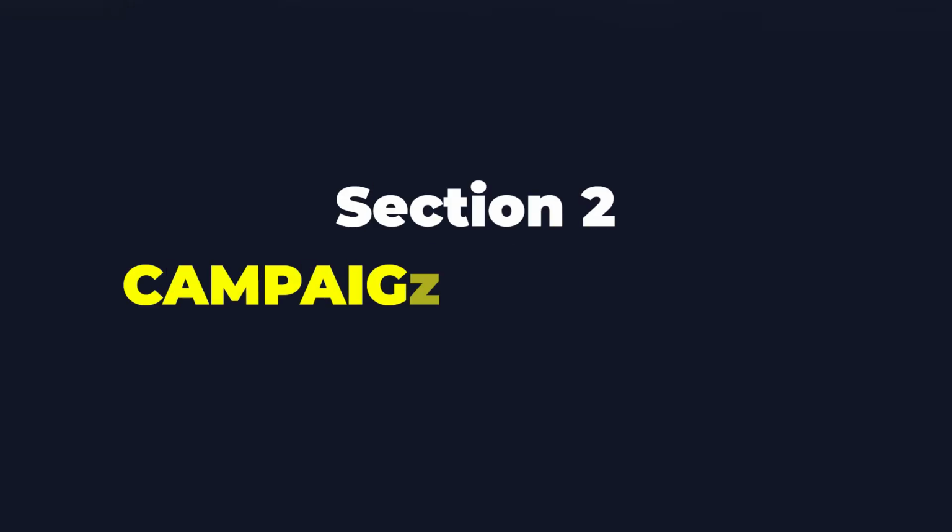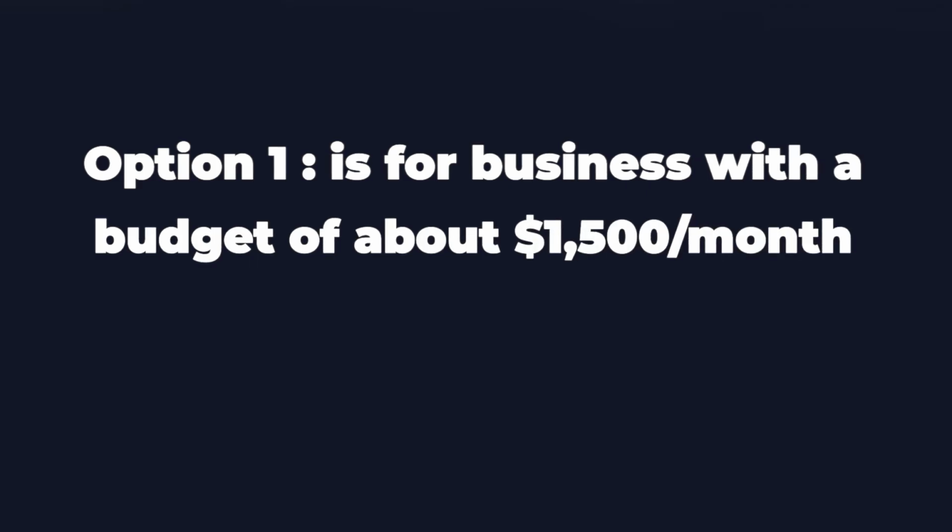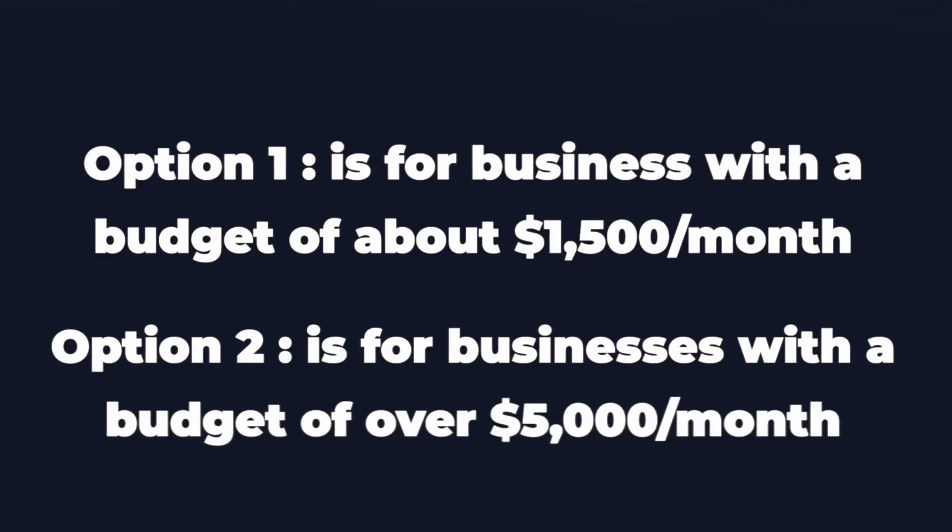All right, so let's talk about your campaign structure. This is where most people overcomplicate things. Your structure depends on your budget, but the principle stays the same. I'm gonna go over two options. Option one is for businesses with a budget of about $1,500 per month, and option two is for businesses with a budget of over $5,000 per month.